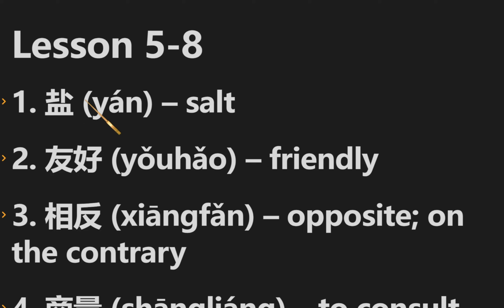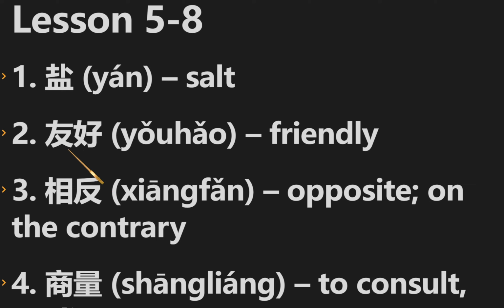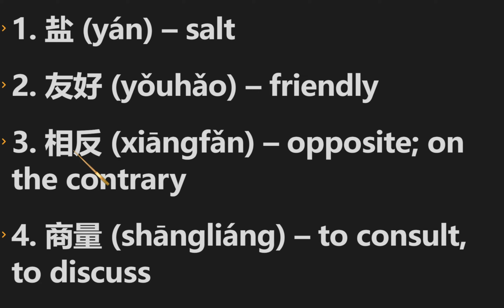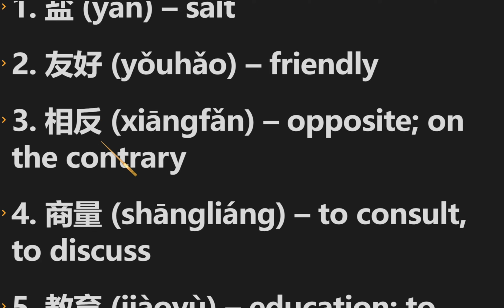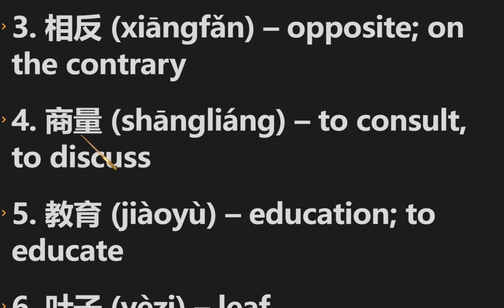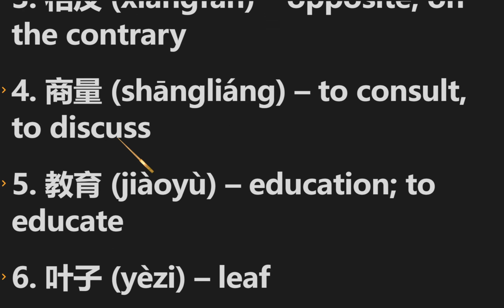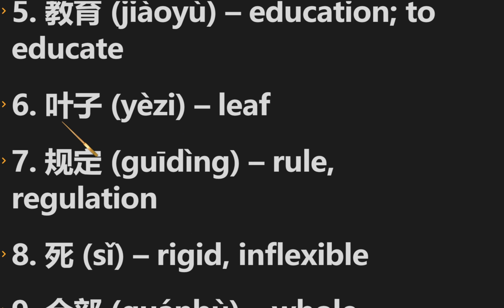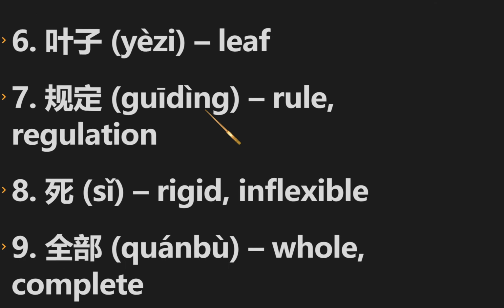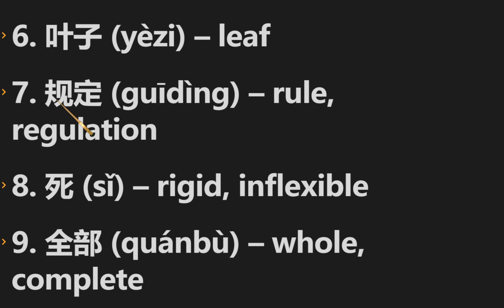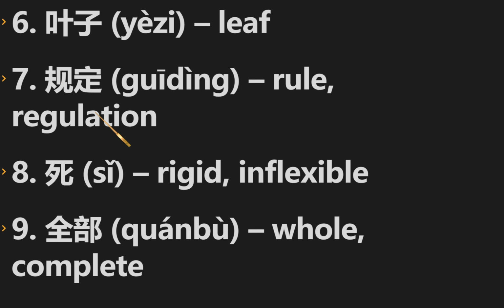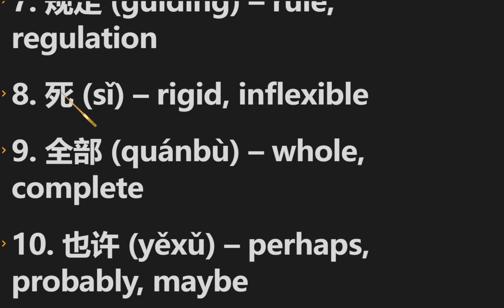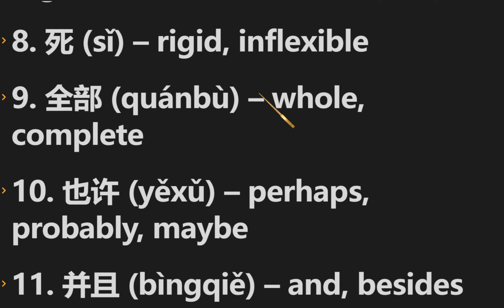盐, salt. 友好, 友好, friendly. 相反, 相反, opposite or on the contrary of something. 商量, 商量, to consult, to discuss something. 教育, 教育, education, to educate. 椰子, leaf, tree leaf, right? 规定, rule, regulation. 死 rigid and flexible.